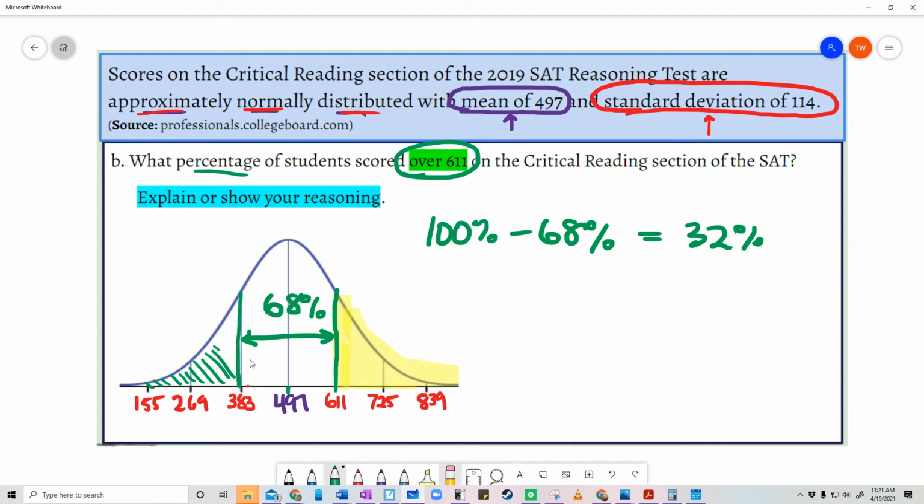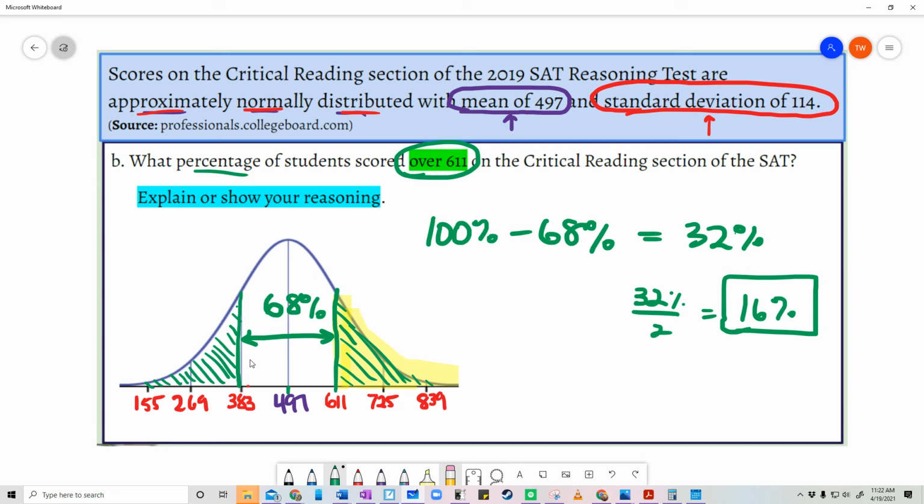So basically, I just found that this part and this part add up to 32% of the scores. I don't really want this lower part, so I want to cut this number in half. I want to divide this by 2 to get my final answer, which is 16%. Dividing it by 2 essentially just took out half of my data that's outside of 1 standard deviation.